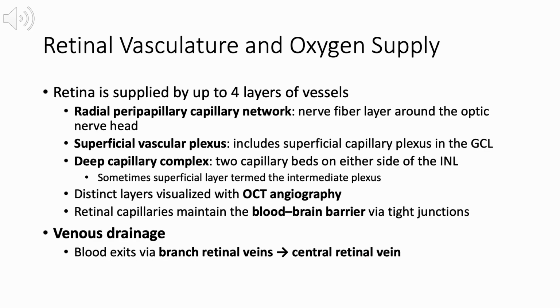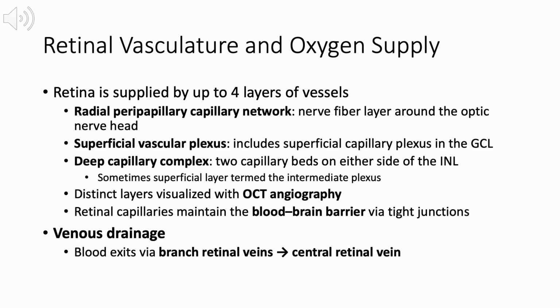This slide further details retinal vasculature and oxygen supply by describing the layered organization of retinal blood vessels. The retina is supplied by up to 4 distinct layers of vessels. The radial peripapillary capillary network is located within the nerve fiber layer surrounding the optic nerve head. This network is particularly prominent in this region due to the high density of nerve fibers.